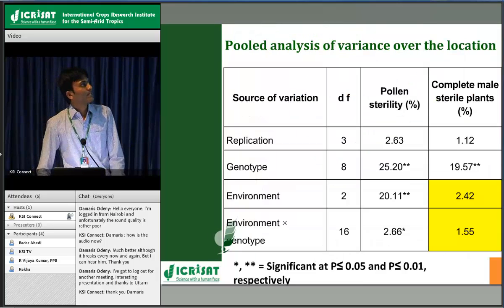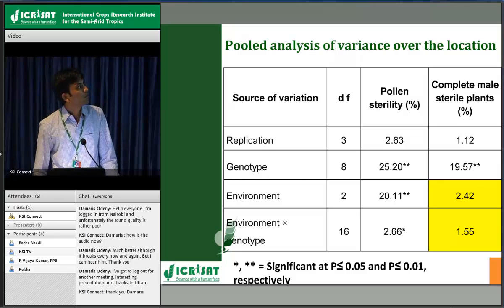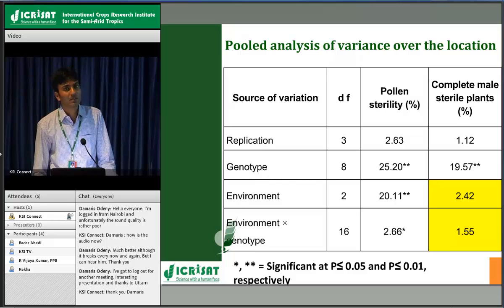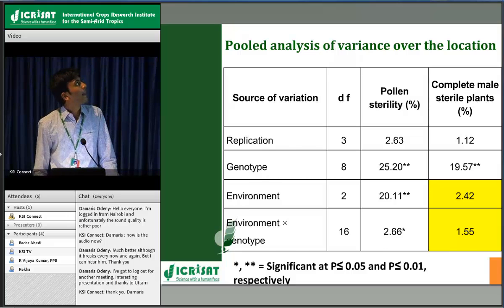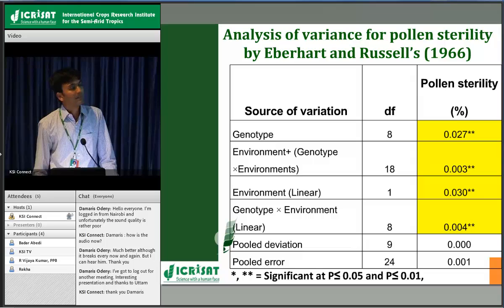Pooled analysis of variance showed that there was no environment effect on expression of complete male sterile plants, and the genotype-by-environment interaction was non-significant for expression of complete male sterile plants, but it was significant for expression of pollen sterility, because pollen sterility is very sensitive to the environment. Analysis of variance for pollen sterility by Eberhart and Russell showed a significant genotype-by-environment linear relationship. They are all significant for pollen sterility.